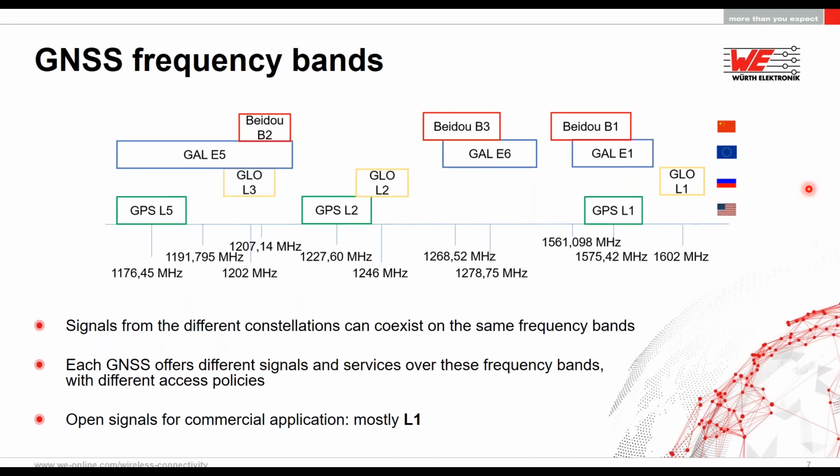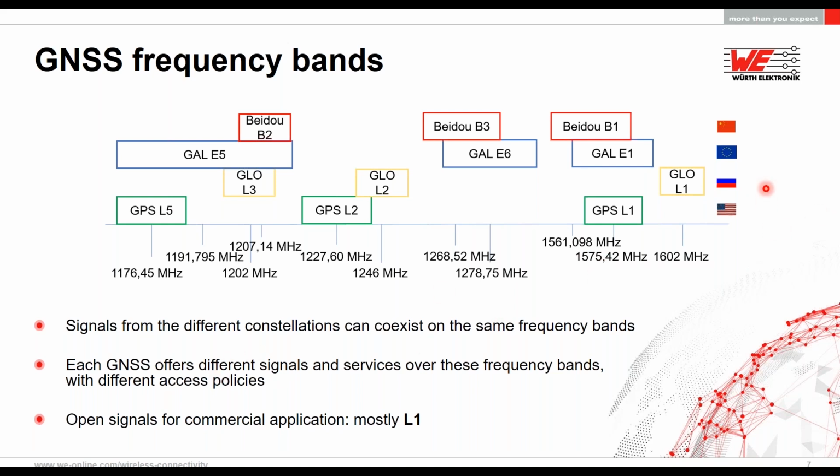Let's talk about GNSS frequency bands. We have for GNSS the frequency band between 1 and 2 gigahertz. And in this frequency slot, we have 3 different main frequency bands, which are called for GPS L1, L2, and L5, and get similar names for the other systems. We have an important slot around 1.5 gigahertz, and then the other 2 slots around 1.2 gigahertz. Signals from different constellations can coexist on the same frequency bands and can be processed correctly by the receivers.